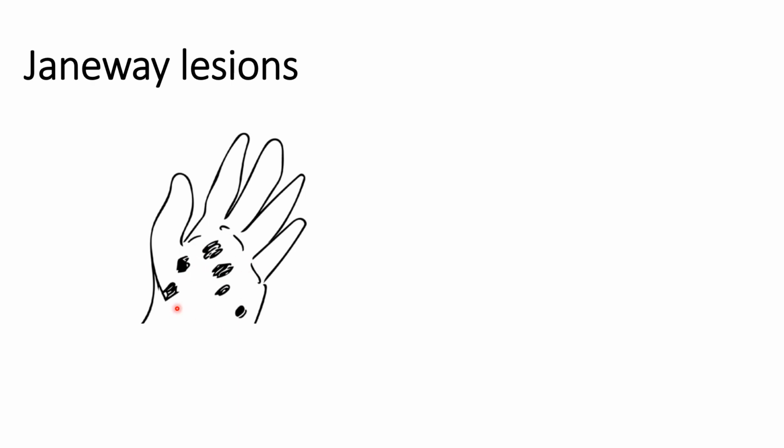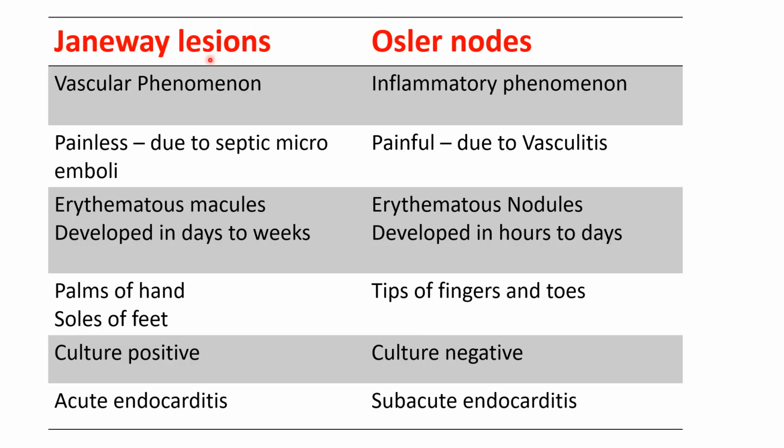Remember, usually in the palm and sole you'll have this macule or a plain lesion, you call it as Janeway lesion, but if you get some swelling or a nodule-like structure in the fingertips and in the toes, and it is painful, then we call it as Osler nodes. So just to differentiate between Janeway lesion and Osler nodes, remember Janeway lesion is a vascular phenomenon happening because of a small microemboli which is blocking the blood vessels and leading to erythematous macules. This is just a macule and they are painless. Remember that. And Janeway lesions take about a few days to weeks to develop.